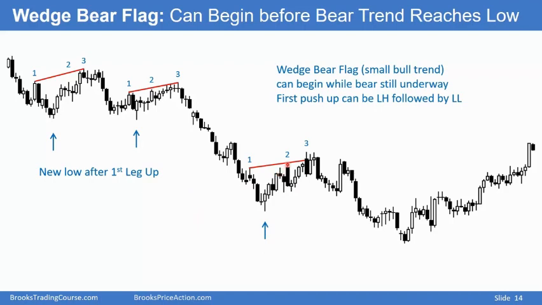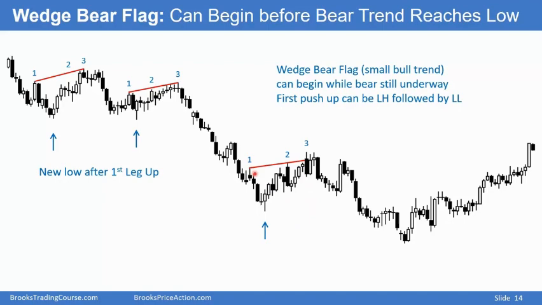You can call this two legs up, 1, 2, or you can say maybe it's a wedge bear flag where the bull trend began here, and then 2, and then 3. That's how I would label this. I would label this a wedge. I don't have the line drawn in here, but if you did draw it in, this would become a wedge-shaped pattern.